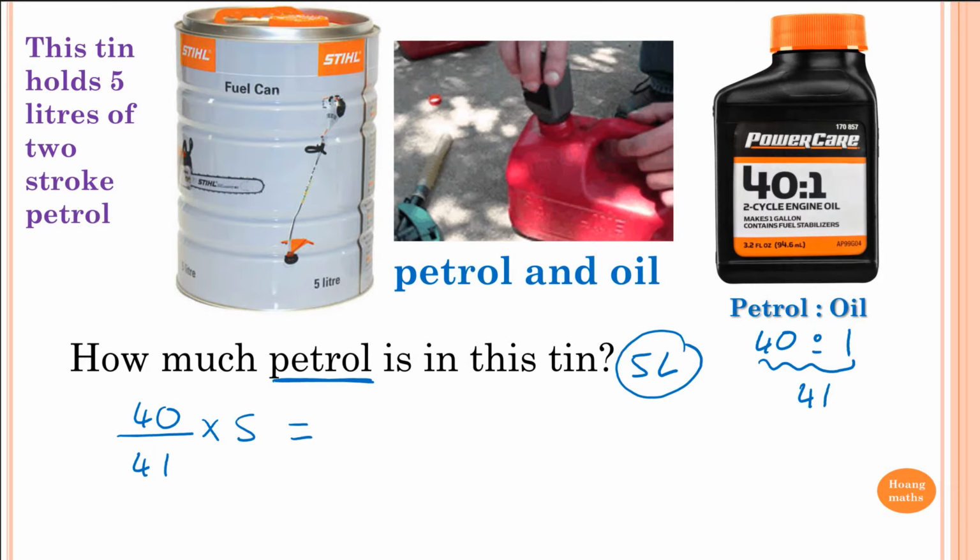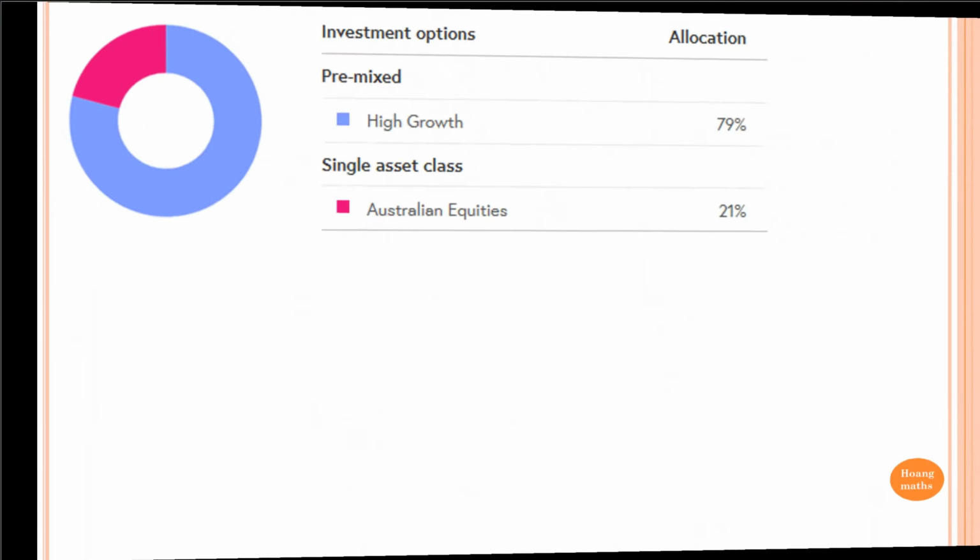So the answer is 4.878 and so on. So I just round to 2 decimal places. So we'll write up to here. Before I write the 7, I look at this number, because it's 8, greater than 5. So the answer is 4.88 liters. Let's move on to the next question.